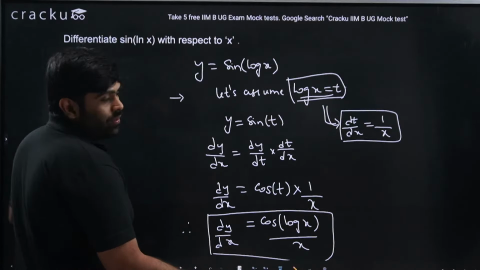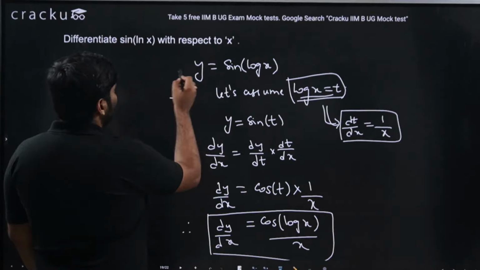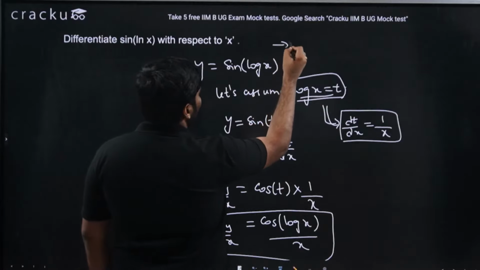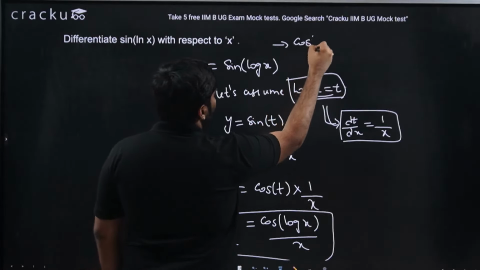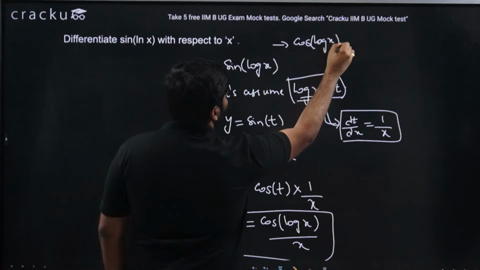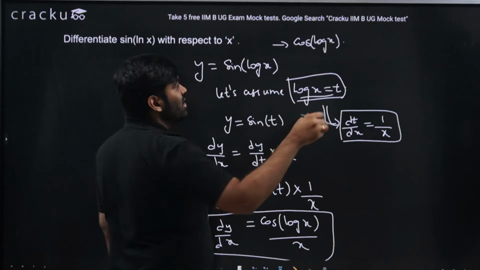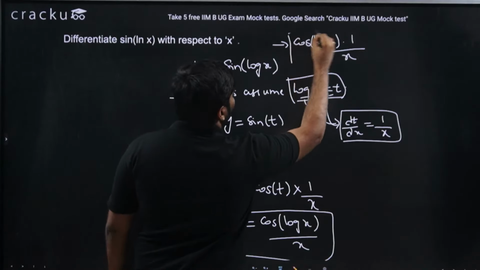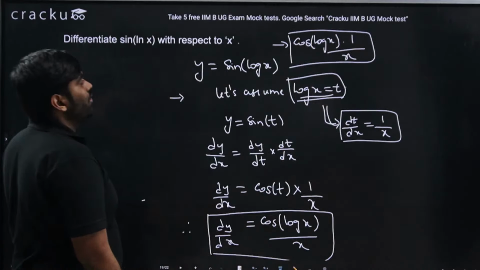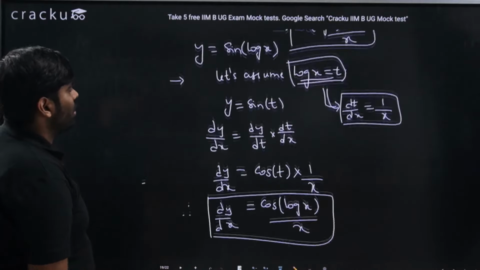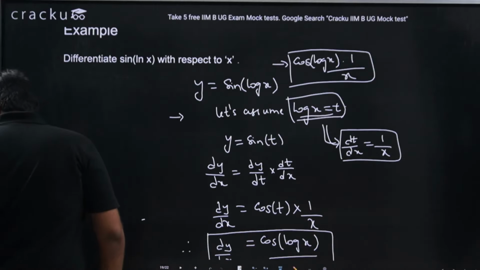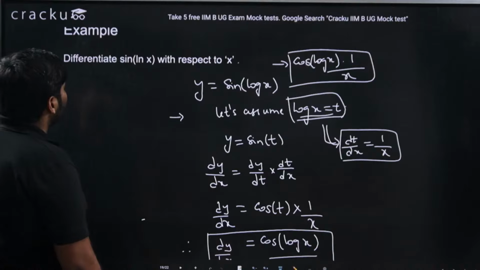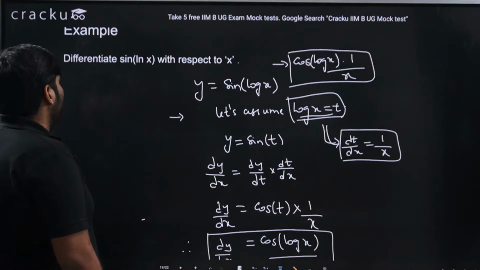So when you're doing it in the exam, how will you do it? Directly you will say, okay, this is sine of log x. So the differentiation of sine theta would be cos theta. So cos of log x, and I have to differentiate the term which is inside. So differentiation of log x is 1 by x. So y dash is nothing but cos of log x by x. That's it. All right. Let us see further.